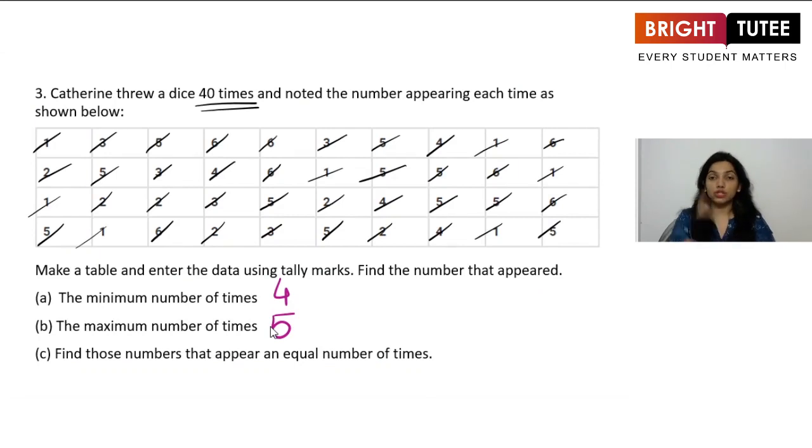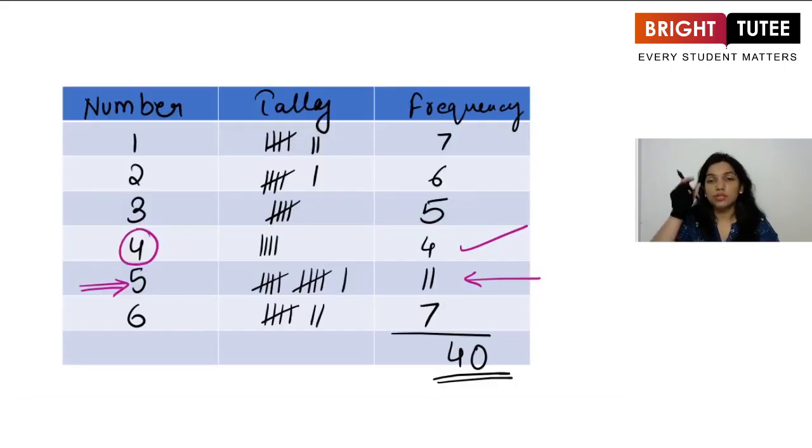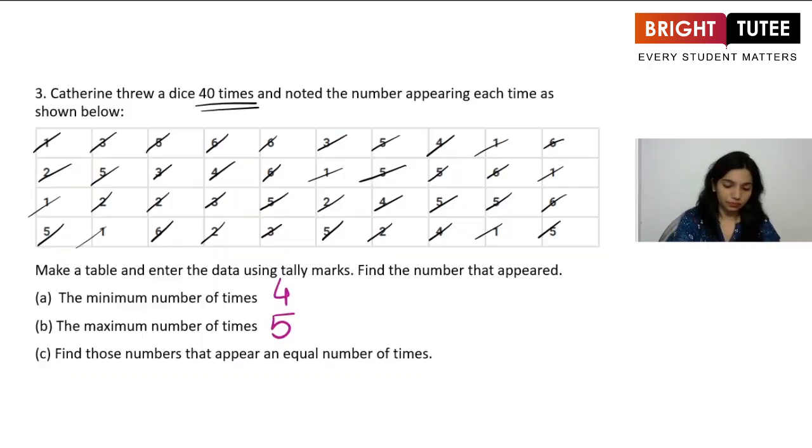So 5. Just be careful how I'm writing the answer. I'm looking at the frequency to see which number is the bigger, and corresponding to that particular frequency, which number is there, we write it there on the answer. Okay. Now the last one, find those numbers that appear an equal number of times.